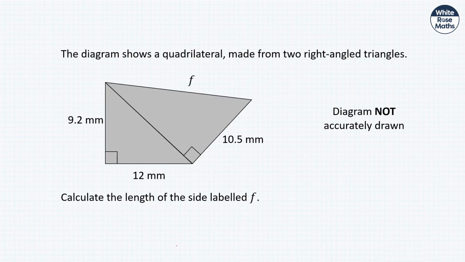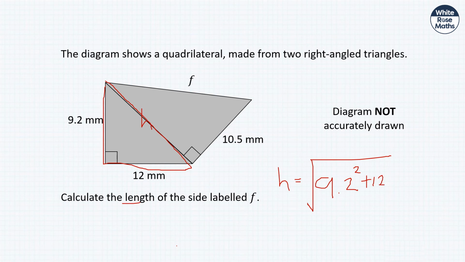The diagram shows a quadrilateral made from two right-angled triangles. Calculate the length of the side labeled F. So step one is to work out the hypotenuse of this triangle here, the one that I've done in red. So work out this length here. I'll call that H. So H is going to equal the square root of 9.2 squared plus 12 squared. If I work this out, we get that H is equal to the square root of 96.64.